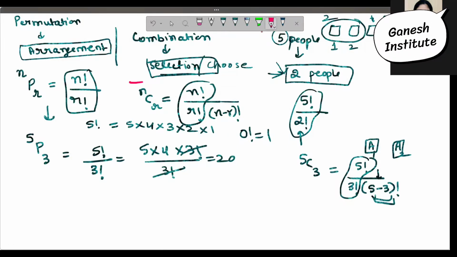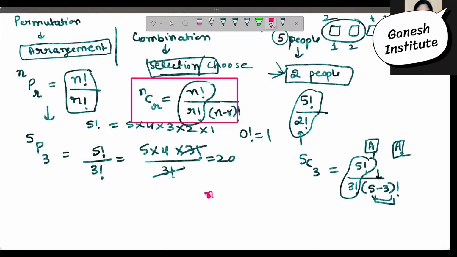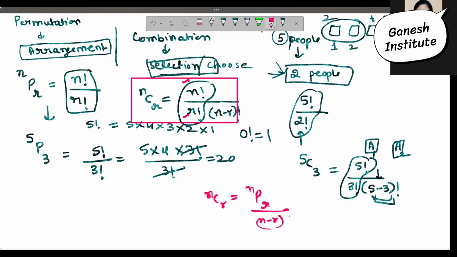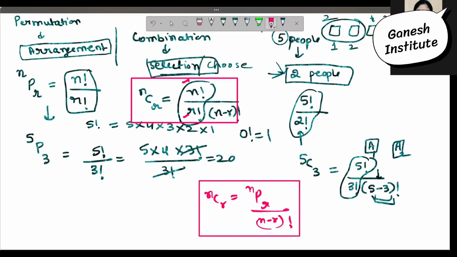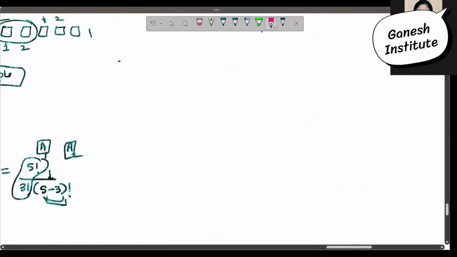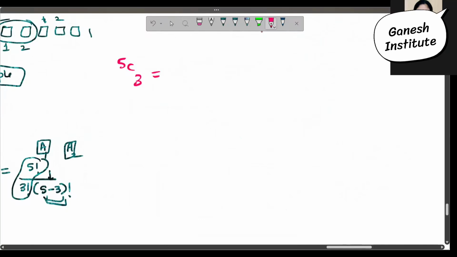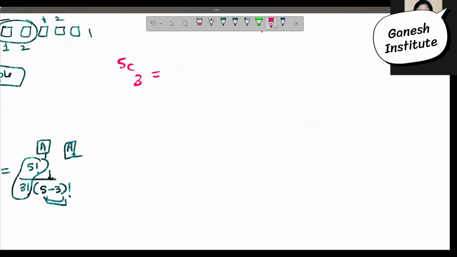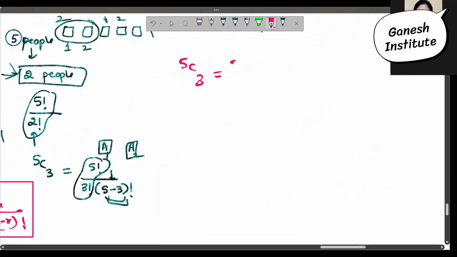So can you see the relation between NCR and NPR? This is the formula of NCR. Now, it has n factorial upon r factorial, which is NPR, and then you have n minus r factorial. So this is the relation. Also, you will see that always, if I have to do 5C3, what will it be? 5 factorial by 3 factorial into 2 factorial. Correct.